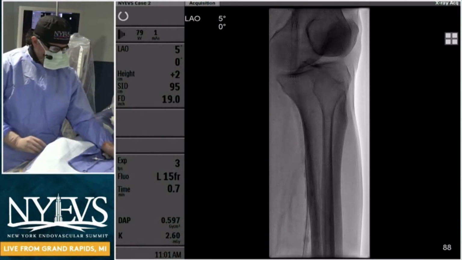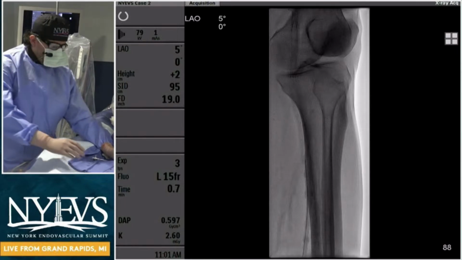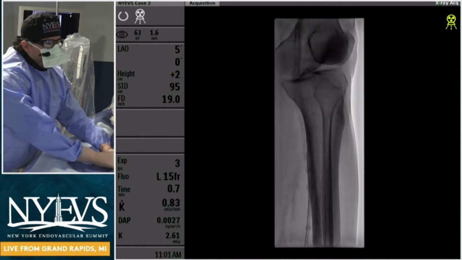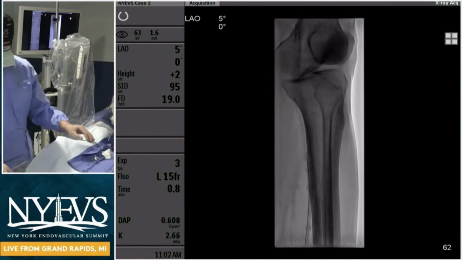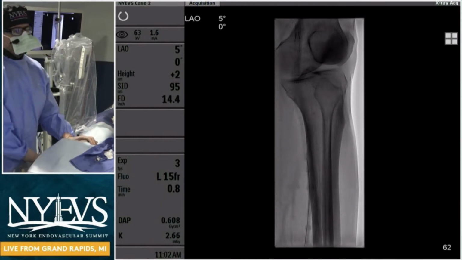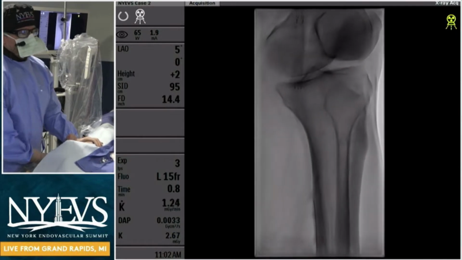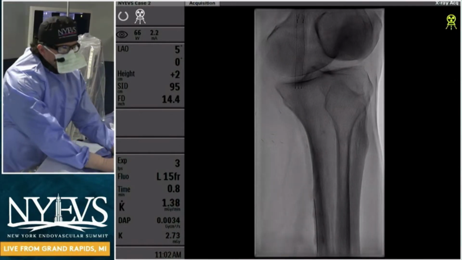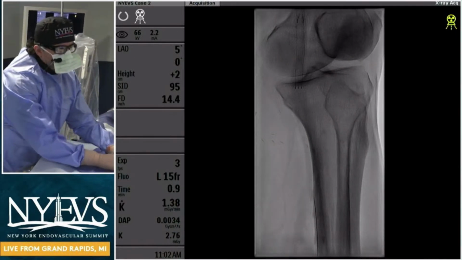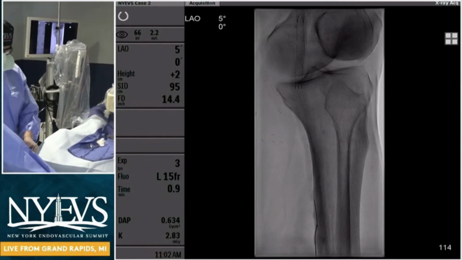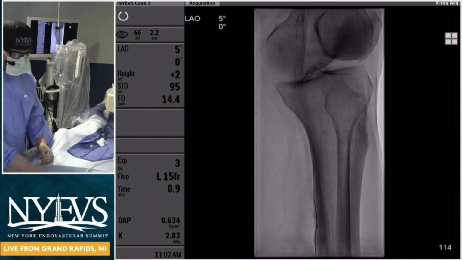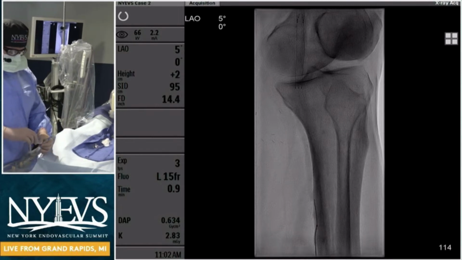You can use also a Gladius 018 wire if you like 018 wires. You can also use the Command 018 wire. For these lesions, so you do predominantly go with an 018 system in these lesions versus an 014? No, I start with access with an 018 wire here.